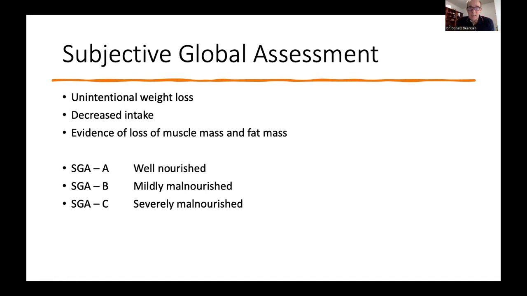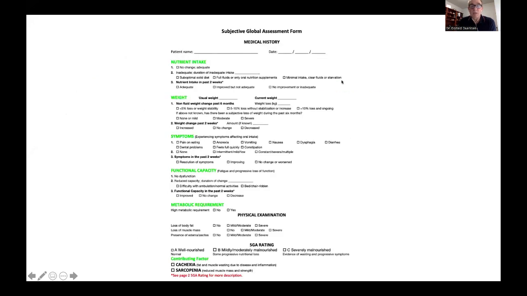And in the 1980s, Dr. Gigi Boy from Toronto actually developed this grading scale called the Subjective Global Assessment that classified people into either being well-nourished, mildly malnourished, or severely malnourished, SGA A, B, or C. And this is something that we use a lot today. This is what it looks like if we were to put a form to it.